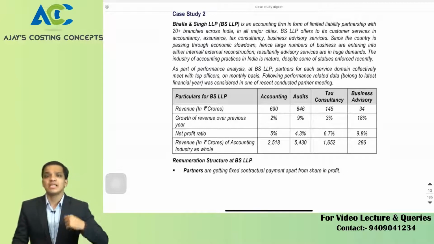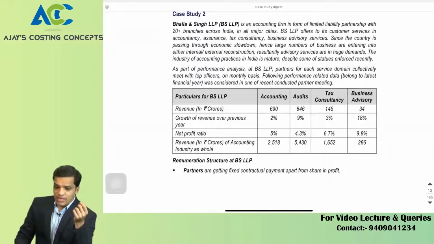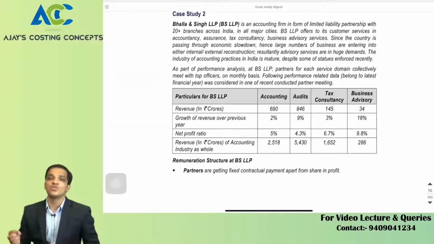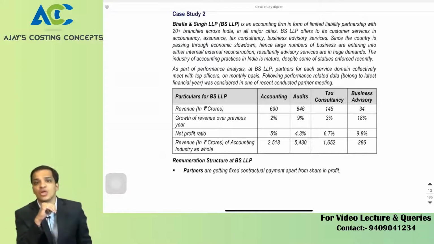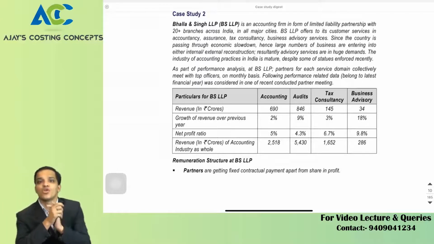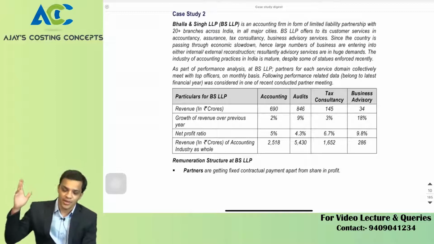In questions, they might directly ask what the building block model is, or how you would suggest or implement the building block model. Or they will ask what model a company should implement, or how performance should be measured. In that case, if it is a service segment, go for the building block model.